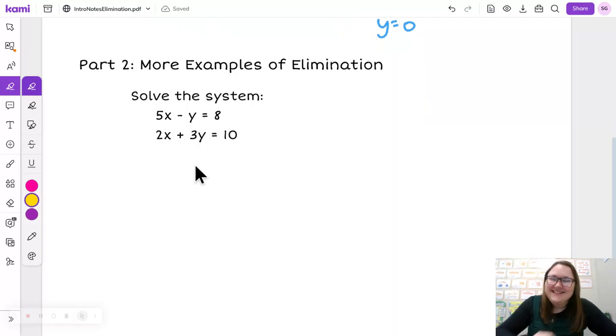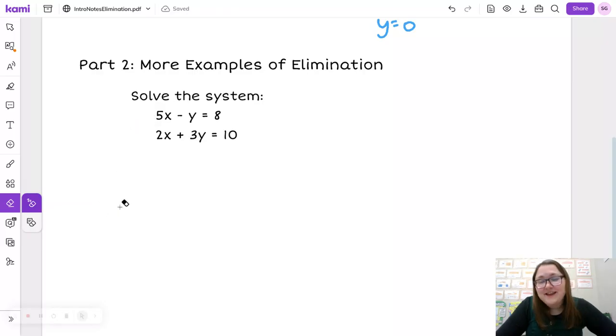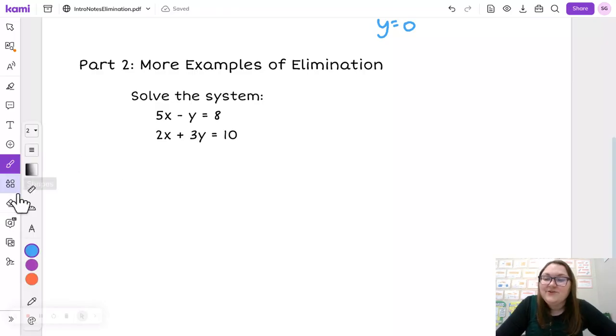So for example, this system right here, I've got 5x minus y equals 8 and 2x plus 3y equals 10. If I tried solving this the same way we solved the one above and I tried adding the equations, 5x plus 2x is 7x, negative y plus 3y is 2y, nothing eliminated. So that does not mean you can't use elimination, it just means you need to do something first. If I want to use elimination, we said I need the numbers in front of my variables to be the same, just different signs. And so we can use what we know about equivalent equations to make that happen.